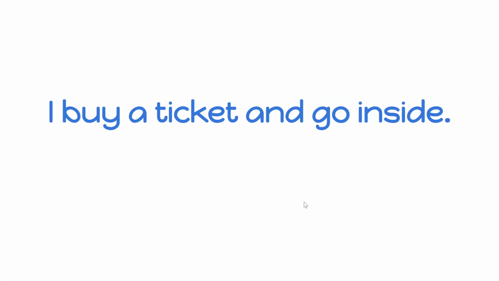I buy a ticket and go inside. What tense is this in? It is present tense. We know this because the verb buy and the verb go are both in the present tense. You would want to make sure that both of these verbs are in the present tense. It would not make sense if you said, I bought a ticket and go inside, or I buy a ticket and went inside. You want the tenses to be the same.